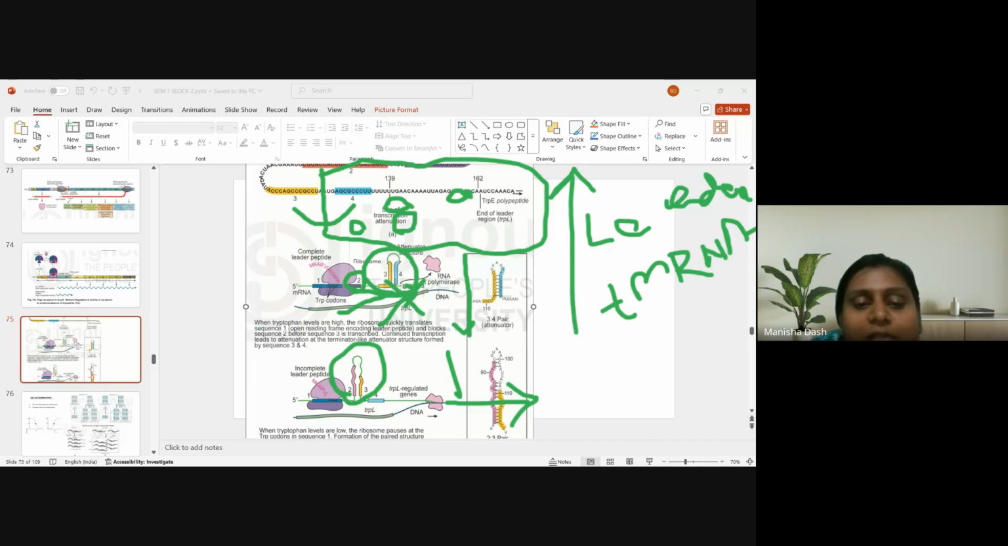So this is one important mechanism to remember: like the catabolite repression for the lac operon, for the tryptophan operon, this attenuation is important.